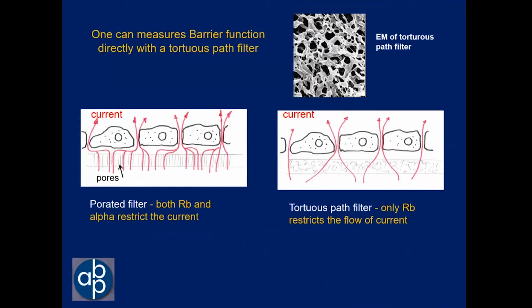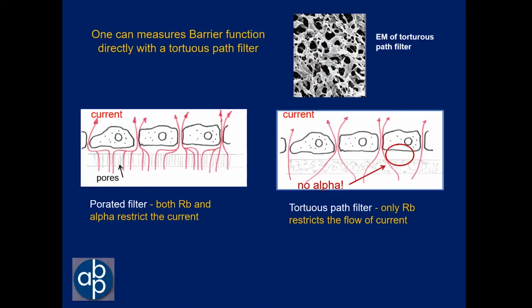On the left-hand side, you see a pore-rated filter, and the red lines indicate that the current has to come up through these pores and flow under the cell to get to that space. Whereas on the right-hand side, with a tortuous path filter, the current, choosing the path of least resistance, simply will move through that filter, offering very little resistance to find the paracellular space, and doesn't get in that space beneath the cell. And so there is no alpha contribution.